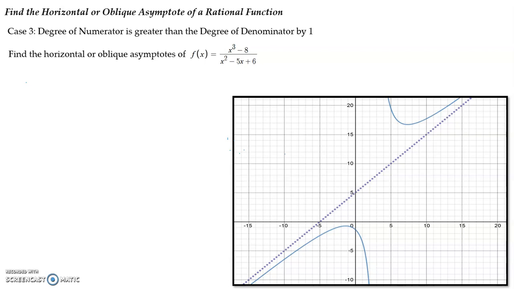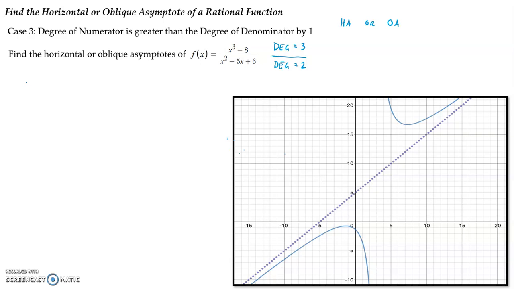So let's go ahead and mark down the degree of our numerator. Our highest exponent here is a 3, and the degree of our denominator is a 2. So this is going to meet the criteria for case 3. And we need to figure out, does this have a horizontal asymptote or an oblique asymptote?